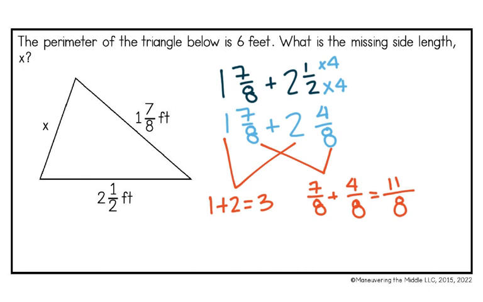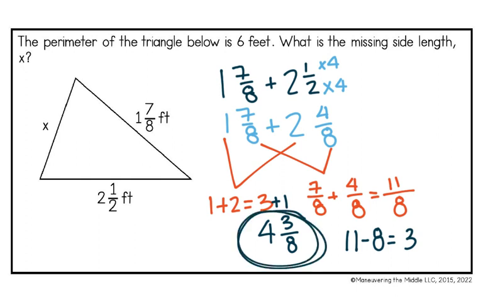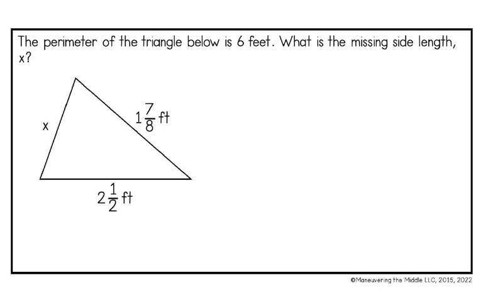So I know that we need to add some other whole number to 11. So I'm going to say 11 minus 8 is equal to 3. So I'm going to go over here and add one more. So we have 4, and then take my remainder, which is 3/8. So for right now, 2 sides is equal to 4 and 3/8. So now I'm going to use that number, and I'm going to subtract it from 6. So I have 6 minus 4 and 3/8. And when I do this, it is going to give me the answer for x.